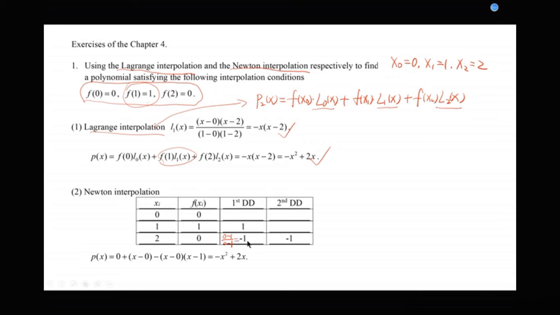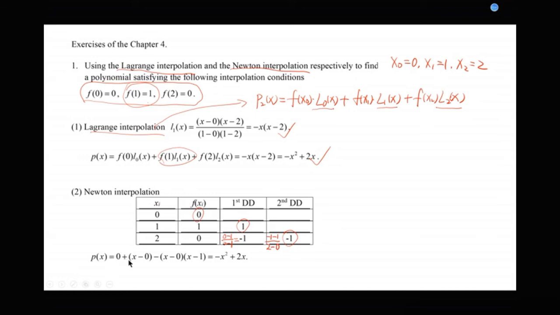Clear? Minus 1. Next, compute the second divided difference. We need to use this number minus 1 minus this number, so minus 1 divided by 2 minus 0. You should remember 2 minus 0. So that means minus 1. Clear? Now we choose the 3 diagonal elements as the coefficients. So the polynomial P(x) should start with this number, 0.